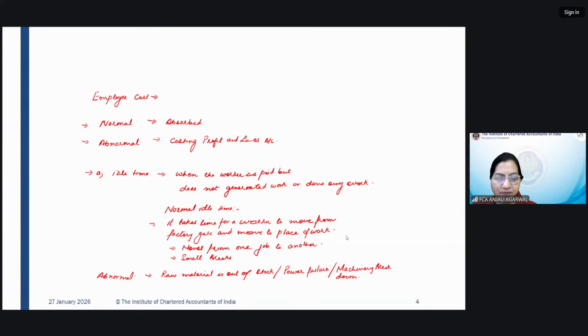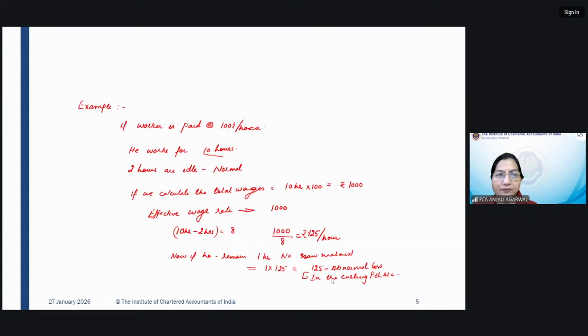Idle time is one very important cost associated with each worker, because workers are paid though they are not working. Again, it can be normal or abnormal. So this is the example. Because we pay for the idle time, the effective hourly rate is more than what we normally pay. But if it is abnormal, then it goes to the costing P&L account.